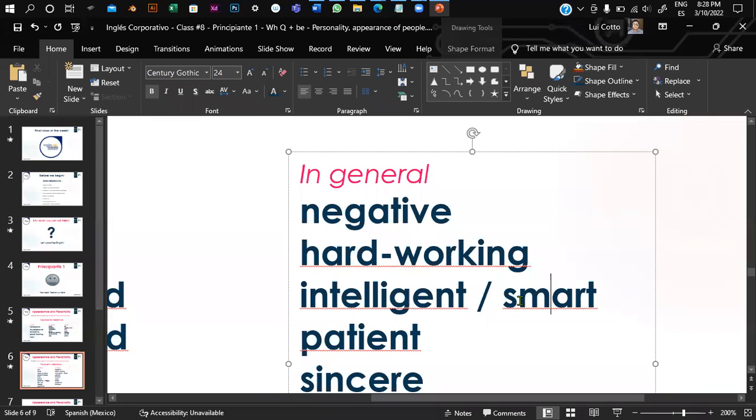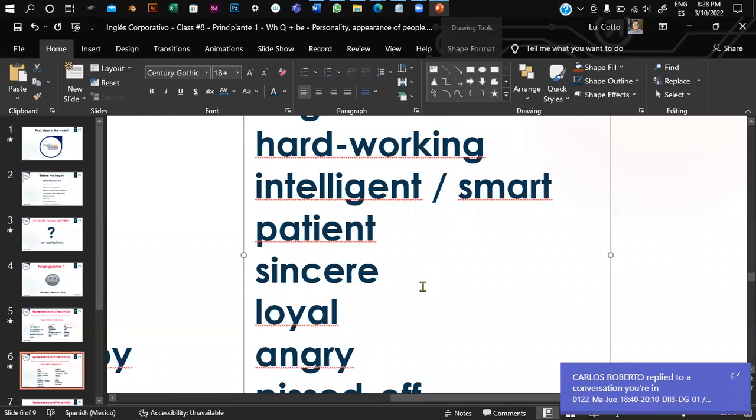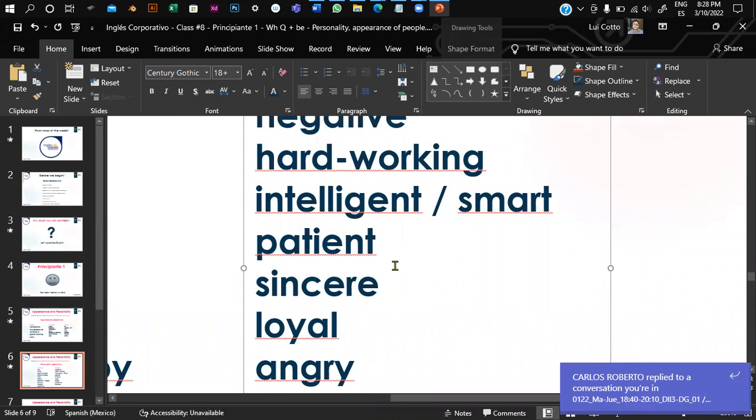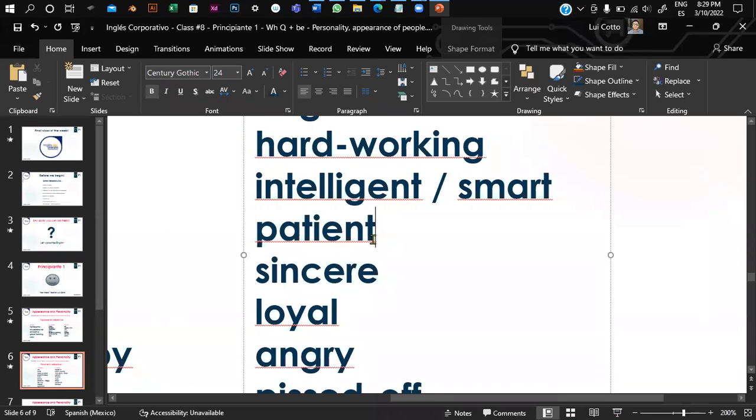Intelligent, or smart. Like a smart TV. But that's for an object. But now objects are smart. Next, patient. What is patient? Okay, I can wait. Then you sit and you relax. You can take the phone. But patience is that. Eso es paciencia. But patient is the adjective for people. Paciente.